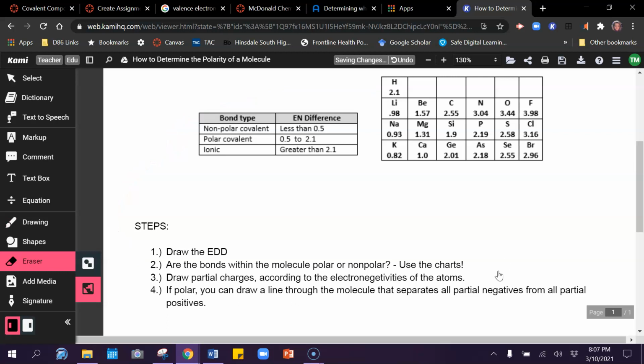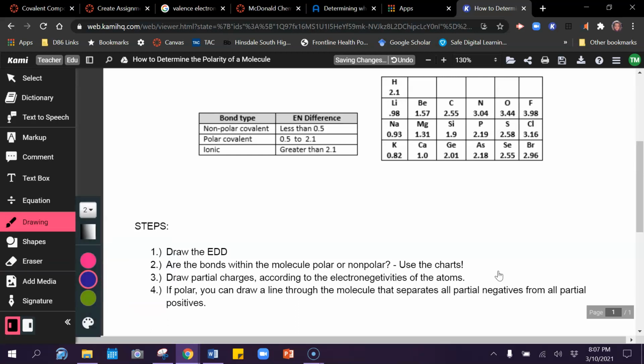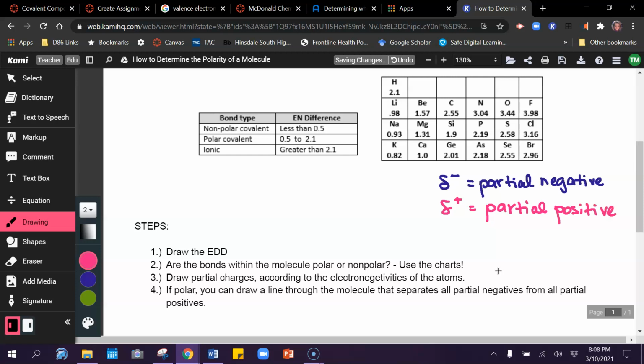All right. Number three, draw partial charges according to the electronegativities of the atoms. Well, by partial charges, I just mean that you need to draw these little symbols. So this symbol means partial negative, and the other one would be partial positive. All right. So let me show you how that works.